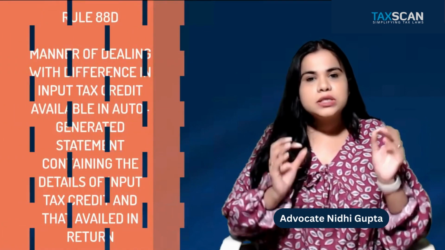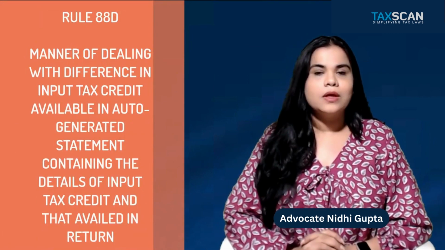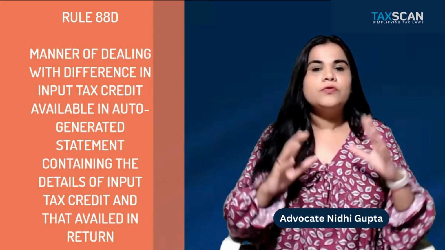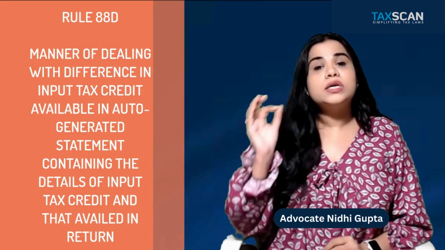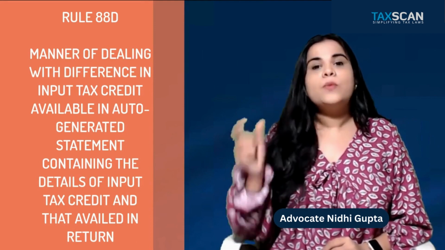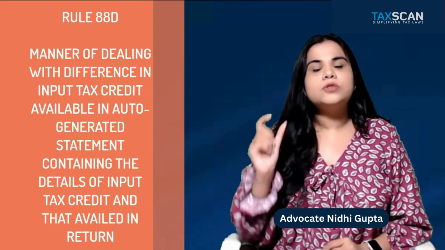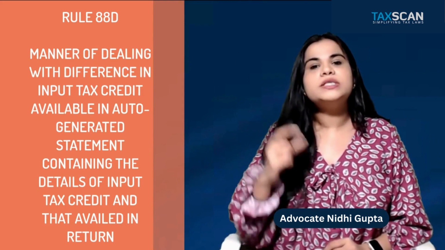Hello everyone. Recently, several amendments have been made in CGST rules, and one such important amendment is insertion of Rule 88D. In this video, we will make an attempt at decoding Rule 88D. What does this talk about? What would be its implication? But most importantly, why this rule was inserted in the first place? What purpose is it trying to serve?